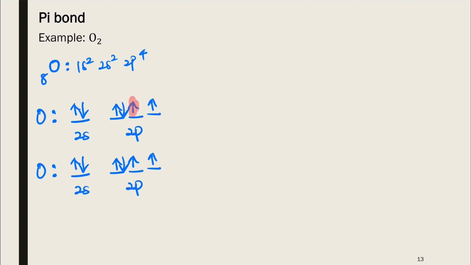Next, when we take a look at the orbital diagram, each oxygen atom has 2 unpaired electrons. So these 2 unpaired electrons will pair with each other. So one pair will form a sigma bond, and then the other pair will form a pi bond.